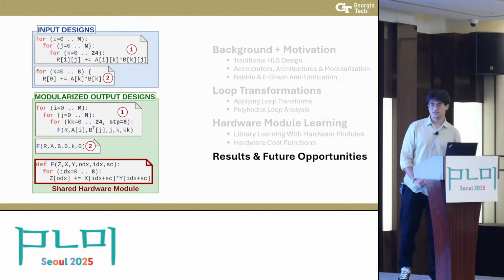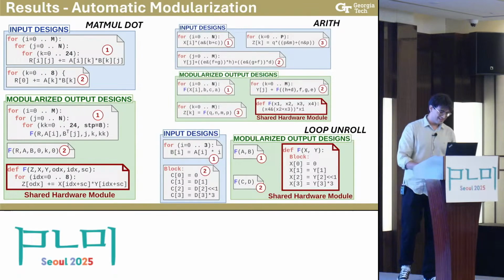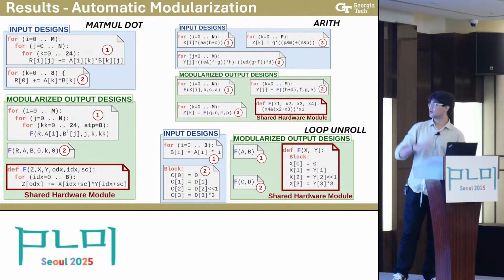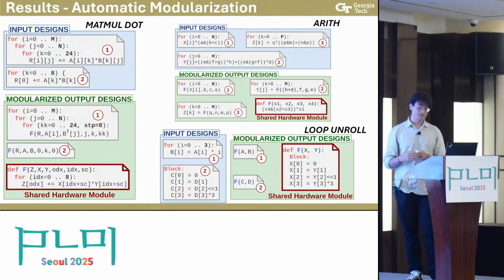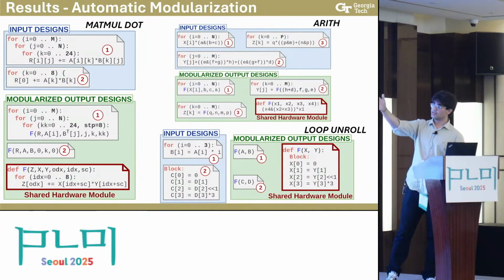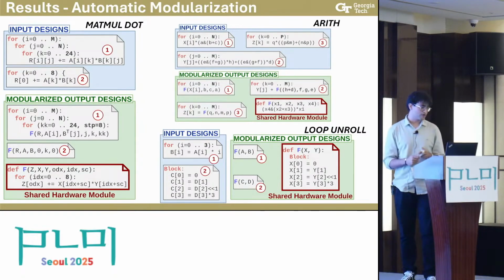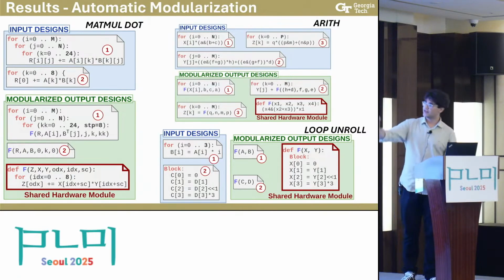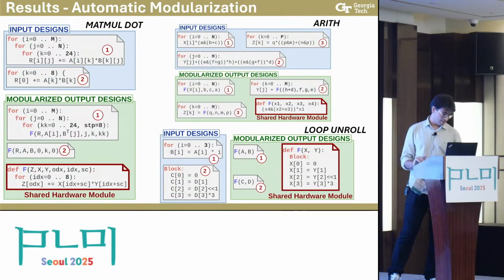So let's get into some of the results. Does this actually work? The answer is yes, to some extent. These are some examples of automatic modularization. In blue are input HLS designs, and in green is the output of our tool, which are all modularized, where the module highlighted in red is shared across the output designs. We're able to do this over arithmetic equivalences and loop unroll equivalences. The case on the left is interesting, where program 2 has a dot product and program 1 is a complete matrix multiply. As we know from math, you can compute your matrix multiply using just dot products, and that's exactly what our tool can automatically identify in the output.